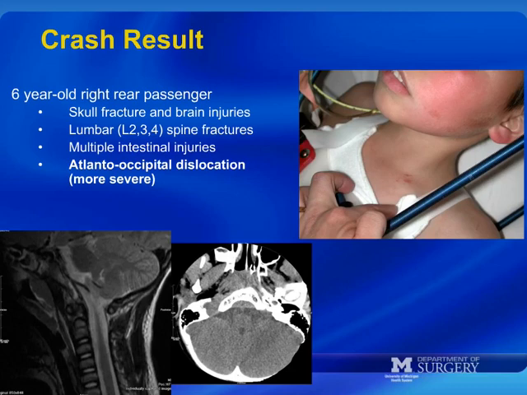This child sustained skull fractures and brain injuries. He also sustained lumbar spine fractures, as well as multiple intestinal injuries from the lap belt. He was slouched down, and the lap belt crushed the intestines against his spine. Most interestingly, for this case, this child also suffered the same exact injury as the sister, although more severe, the same atlanto-occipital dislocation. You can see these pictures here that he required operative fixation and a halo.